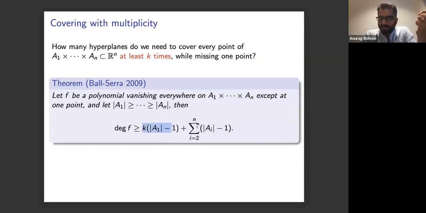Now, this is much better than the obvious thing that you might try when you see it for the first time, which is that if I give you a collection of hyperplanes satisfying this property, I can remove k minus 1 of them, and then they still cover every point at least once, right? So if you use that idea, then you get the sum of (a_i minus 1), and then an additive factor of k minus 1, whereas here there's a multiplicative factor of k. So this is definitely non-trivial.